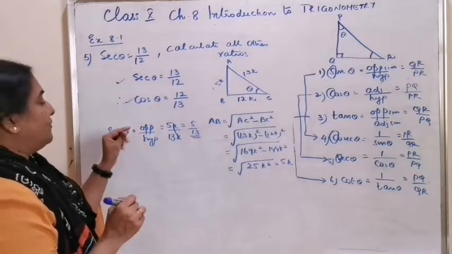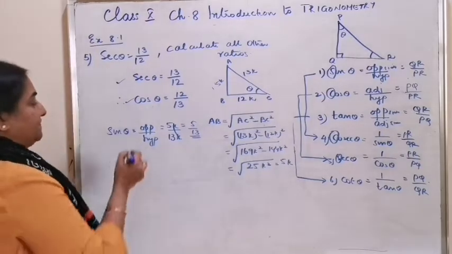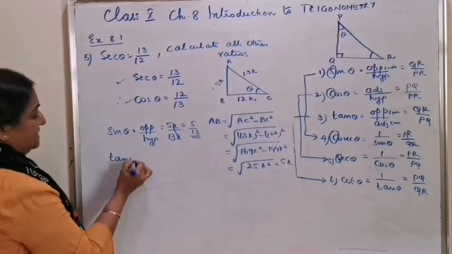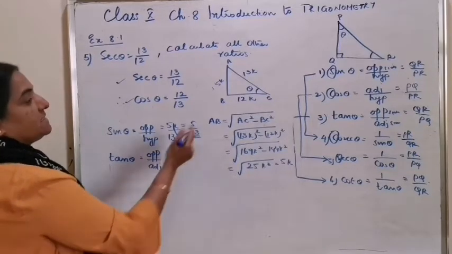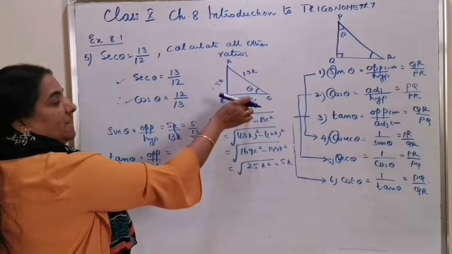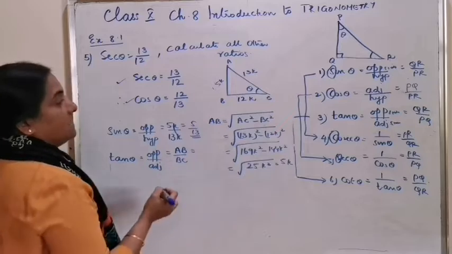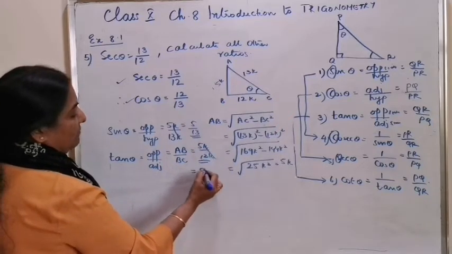Once you are thorough with the formulas, you can avoid this. You can directly write the ratios. After sine, cos is already here. Next is tan theta is opposite by adjacent, which is the same as opposite side by adjacent side. That is AB by BC is the same as 5k by 12k, or 5 by 12.